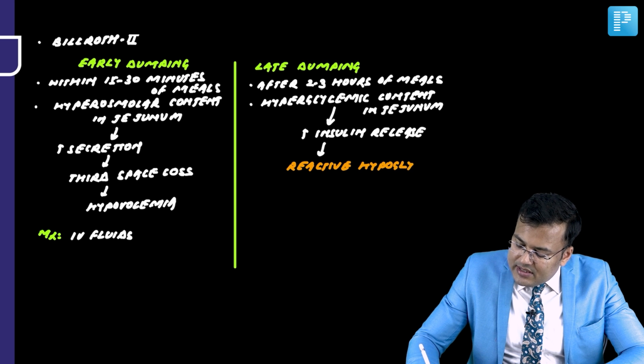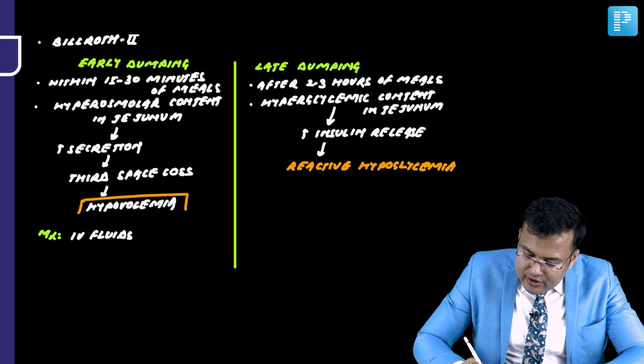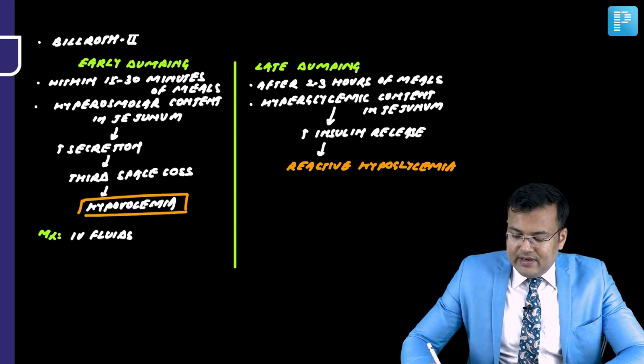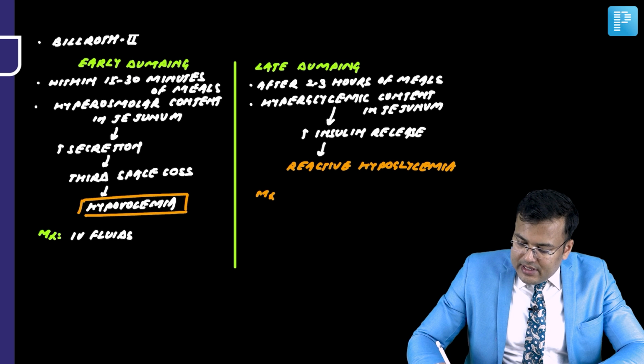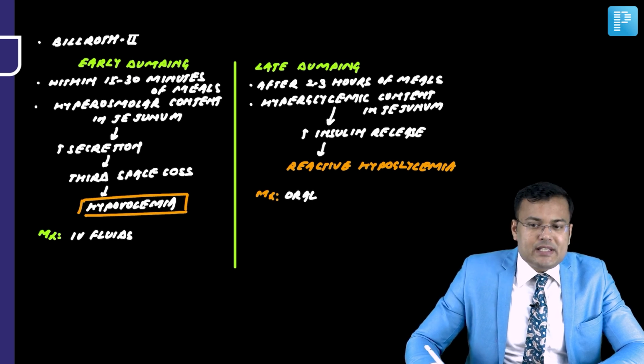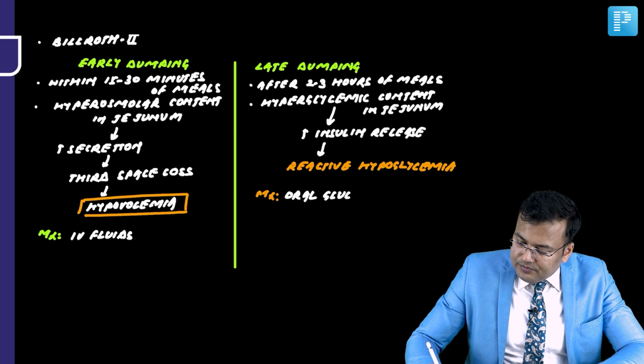This question was asked in the exam: what is the cause of early dumping? Early dumping is because of hypovolemia. And what is the cause of late dumping? It is because of reactive hypoglycemia. So how are you going to manage it? Since the patient is having hypoglycemia, we have to give oral glucose.